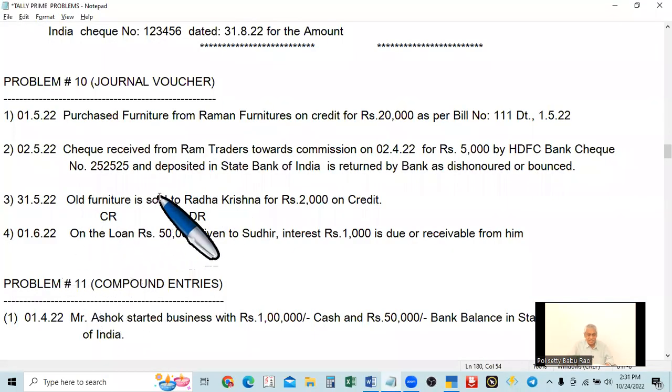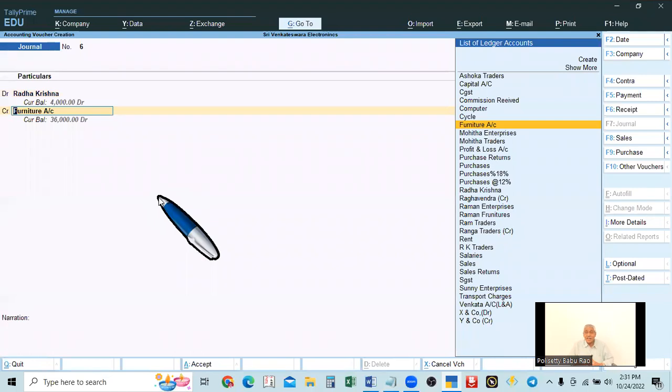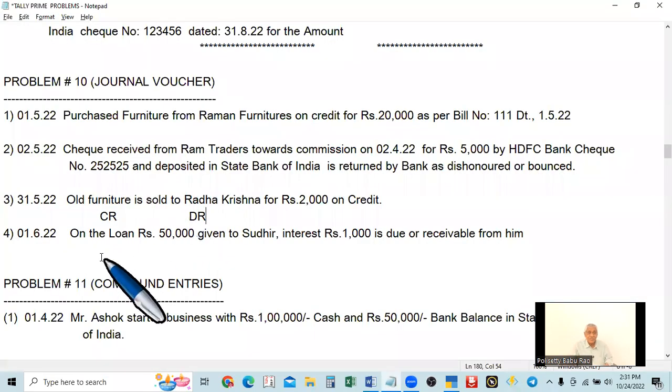So we sold furniture. Here we don't record new furniture or old furniture separately. Only one account we maintain. When you purchase, it is debited. When you sell, it is credited. To know the difference, it is given as old furniture. Our business is not a furniture business. That's why you sold it.